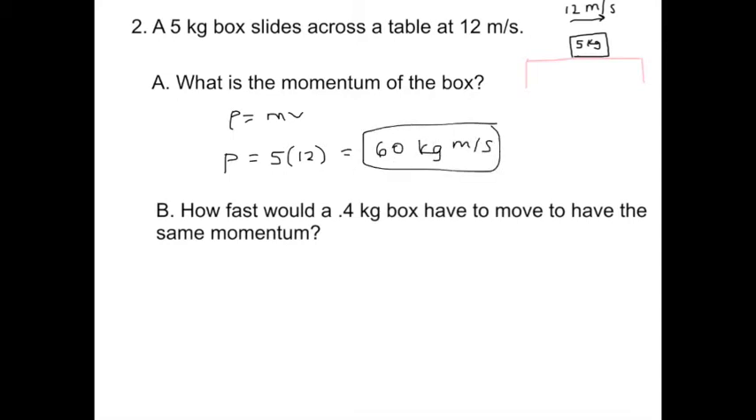That's the momentum. Part B. How fast would a 0.4 kilogram box have to move to have the same momentum? Now, we know the mass and the momentum, and we're solving for velocity, how fast it's moving. So we'll plug in the momentum we got from before, which is 60. We know the mass of this new box is 0.4 kilograms. We're solving for velocity. So if we divide both sides by 0.4, we get that the velocity, v, would have to equal 150 meters per second.